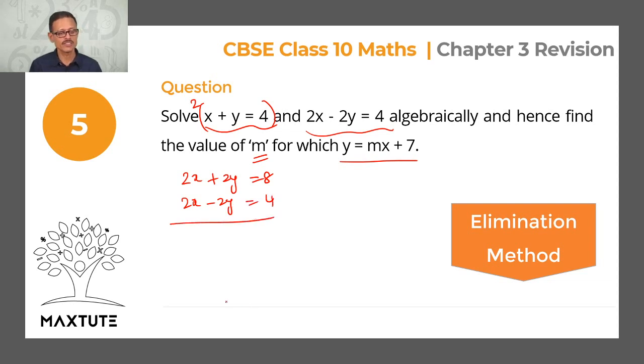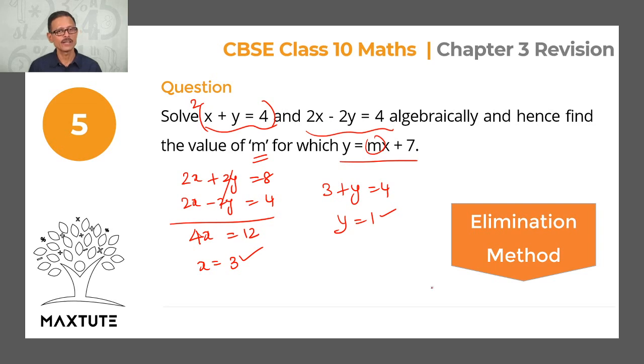Let's add these two equations. 2y minus 2y gets cancelled. 4x is equal to 12, which means x is 12 by 4, which is equal to 3. Substitute that in the first equation. So x is 3, plus y is equal to 4, which means y is equal to 1. So you found out x, you found out y.